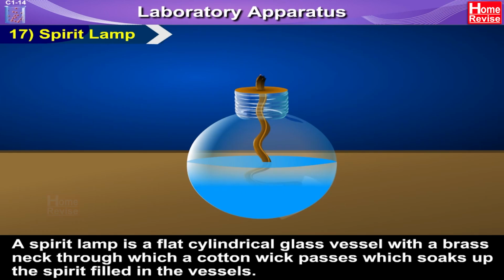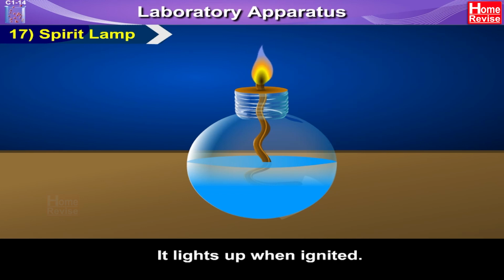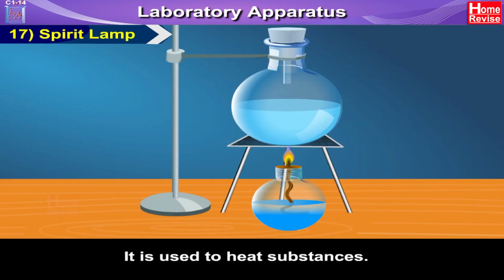17. Spirit lamp. A spirit lamp is a flat cylindrical glass vessel with a brass neck through which a cotton wick passes which soaks up the spirit filled in the vessel. It lights up when ignited. It is used to heat substances.